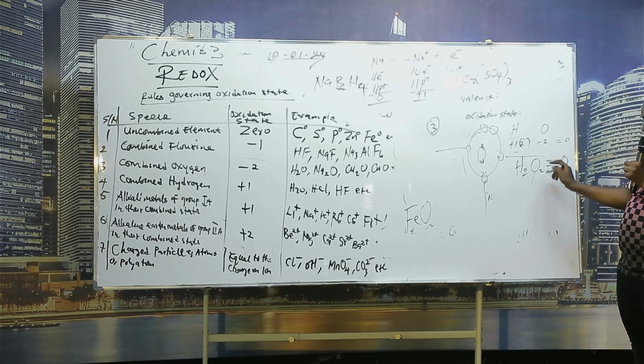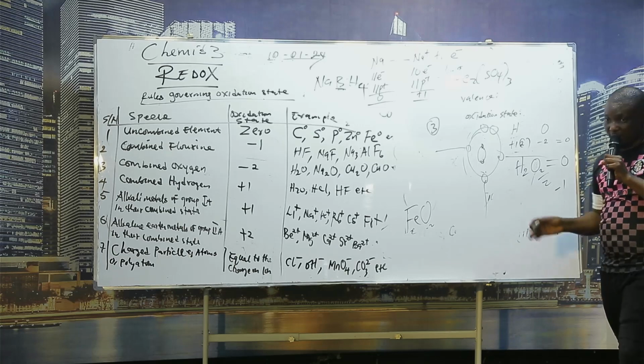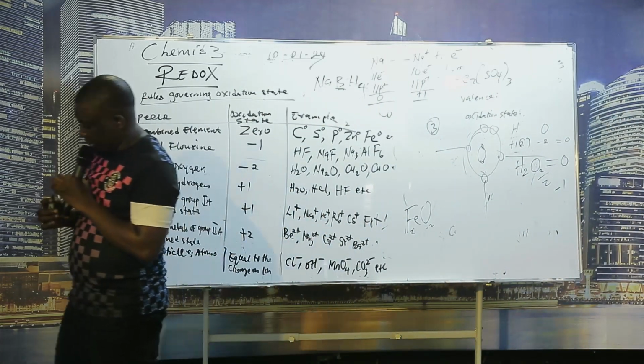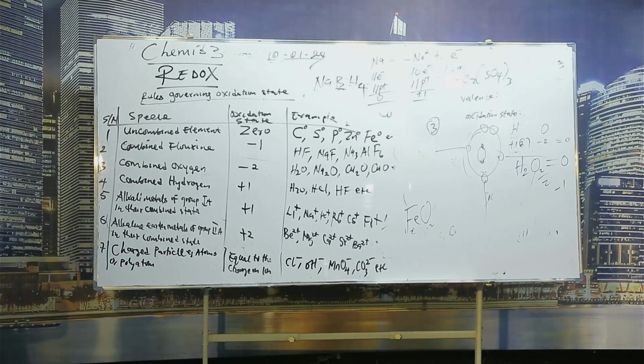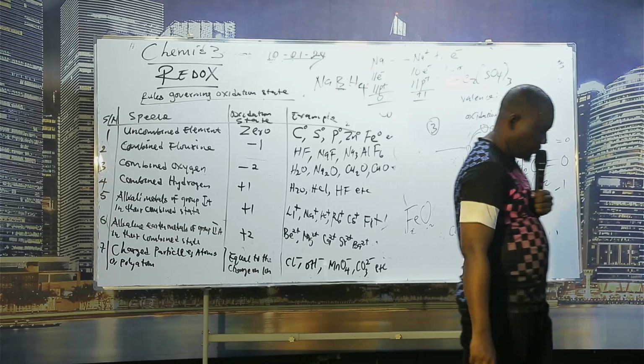Because you're going to divide this -2 by 2, it gives you minus 1 in peroxide. But apart from peroxide, oxygen whenever it's combined is minus 2. Please take notes. Take notes.